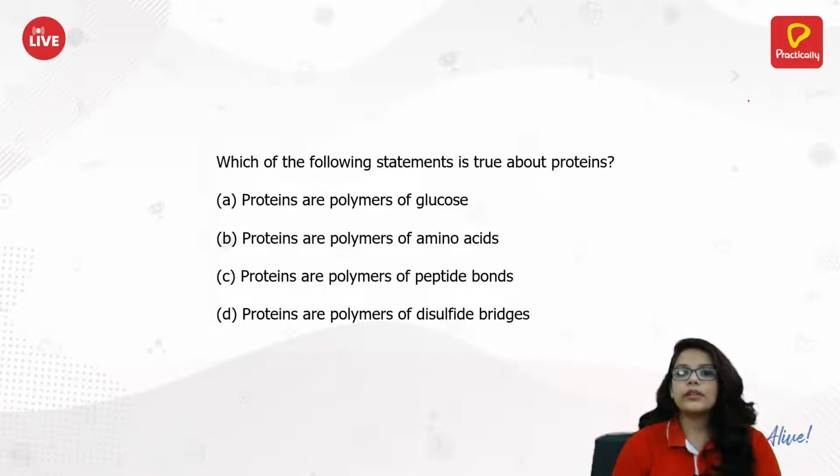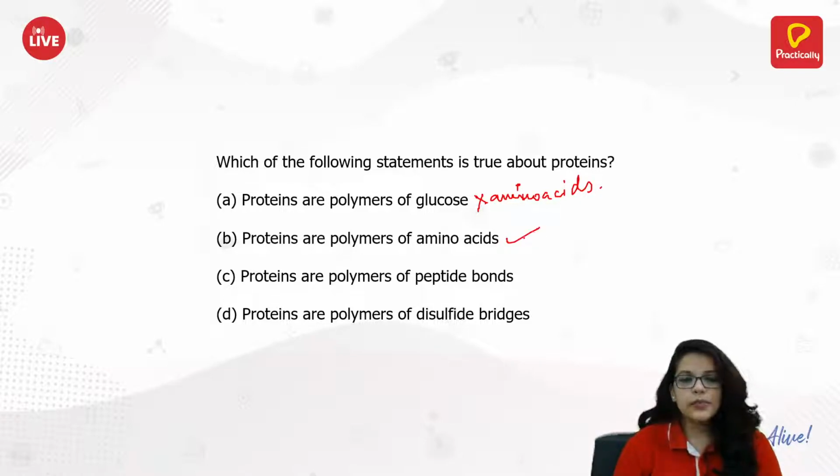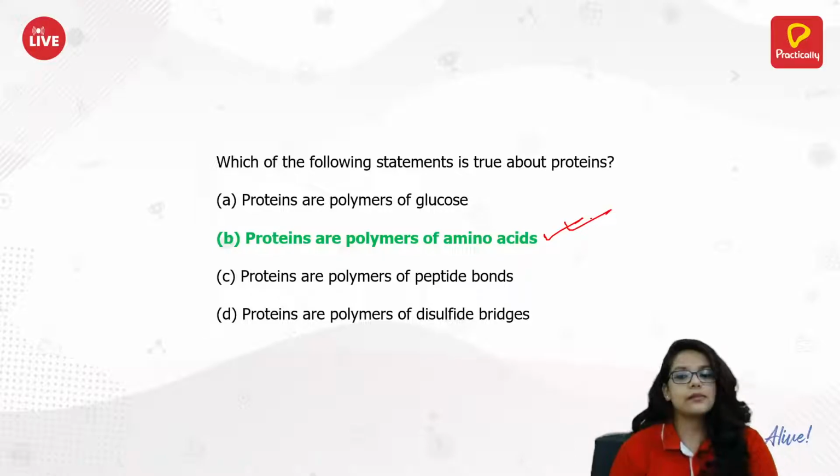Next, which of the following statements is true about proteins? Proteins are polymers of glucose? No. Proteins are polymers of amino acids. Proteins are polymers of peptide bonds? No, because peptide bonds are just bonds. Proteins are polymers of disulfide bridges? No, this is also wrong. So the proteins are polymers of amino acids.